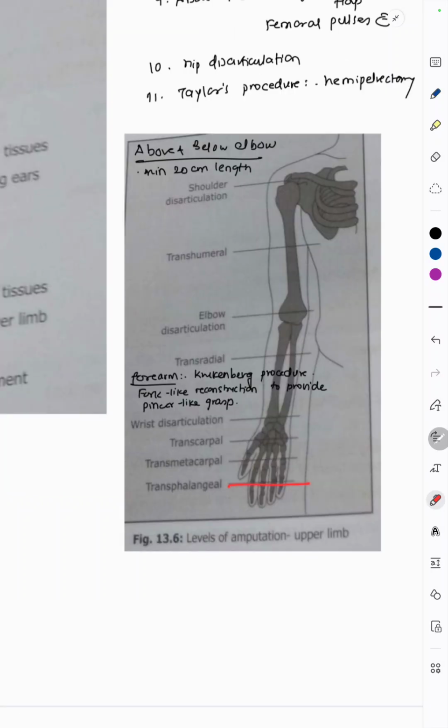In upper limb, there is transphalangeal amputation, transmetacarpal, and then transcarpal. Then the wrist disarticulation. Apart from that, in the forearm, there is a Krukenberg procedure where fork-like reconstruction is done. Then elbow disarticulation, transhumeral or shoulder disarticulation. So it just has the normal direct names, unlike in case of leg, where the first is the digit amputation, then the ray amputation, that is metatarsophalangeal, then transmetatarsal, that is Gillies, tarsometatarsal, that is Lisfranc, and Chopart's, that is mid-tarsal.